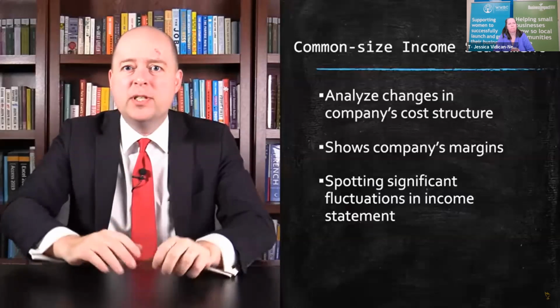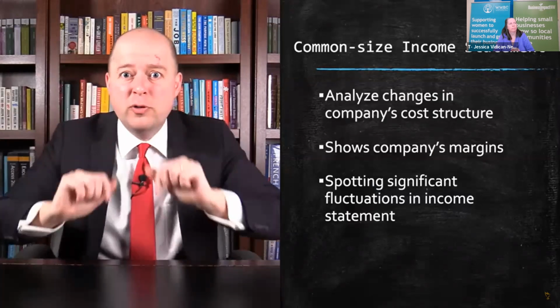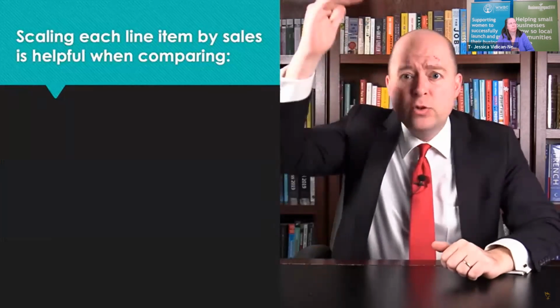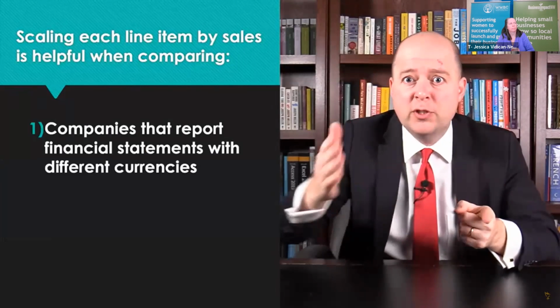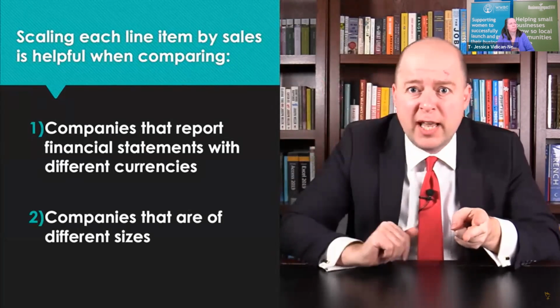But a common size income statement is not just used to assess a company's performance over time. It's also used to assess performance between companies. Scaling each line item by total sales is very helpful when comparing companies that report financial statements using different financial currencies, or when comparing companies that are of very different sizes.